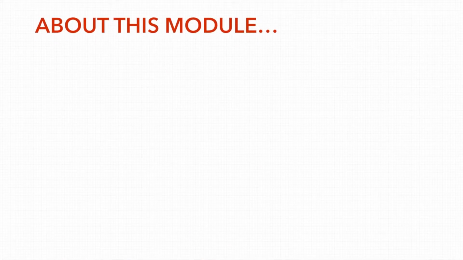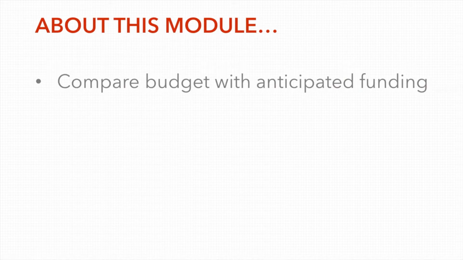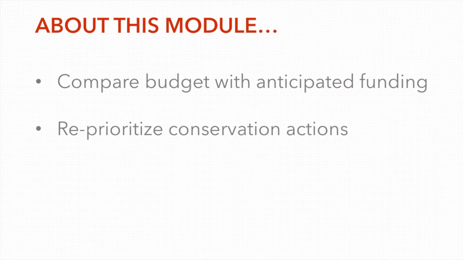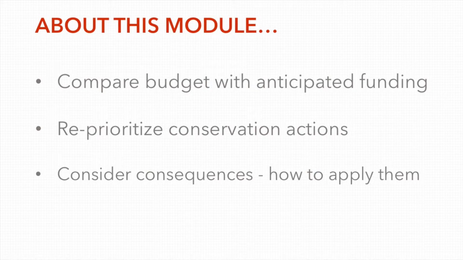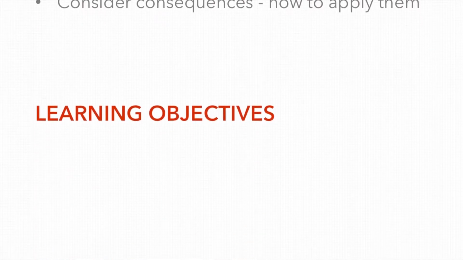Specifically in this module, you'll compare your project budget with your anticipated funding. You'll learn how to adjust and reprioritize your conservation actions in light of your expected financing. And you'll consider the potential consequences of those adjustments and how they may play out in your implementation phase. It's time to make some tough decisions. Let's look at the learning objectives.